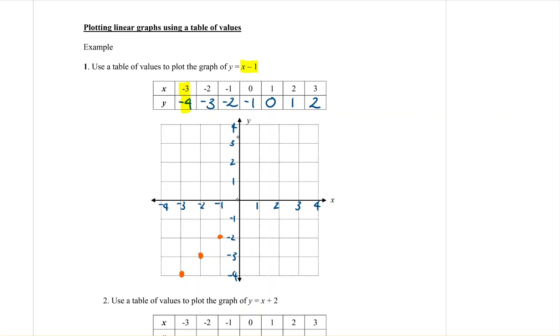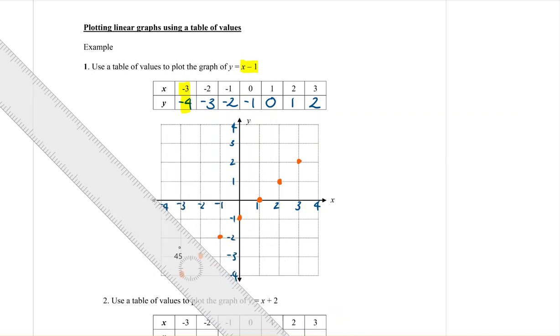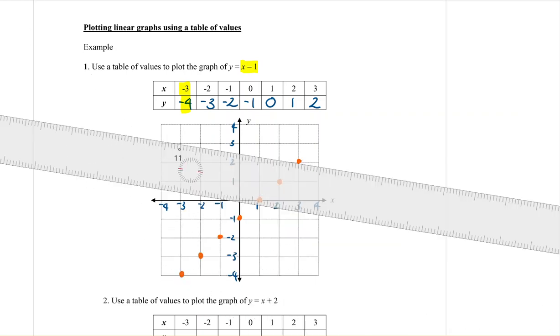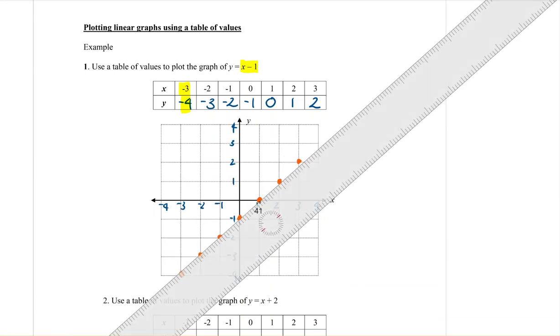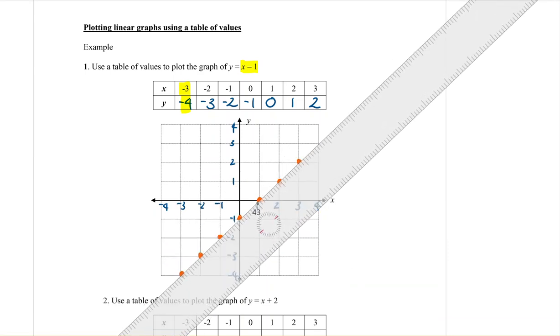X is 0, Y is negative 1. X is 1, Y is 0. X is 2, Y is 1. And the last one, X is 3, Y is 2. And those dots are in a perfect straight line. Now this is a graphing topic, so it would be good if you have a ruler for this topic. I probably have a couple.